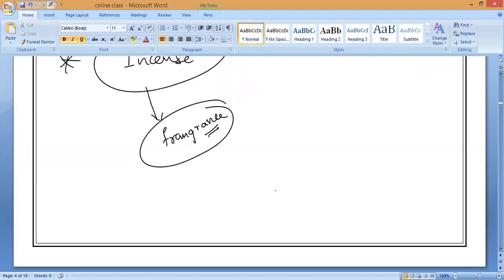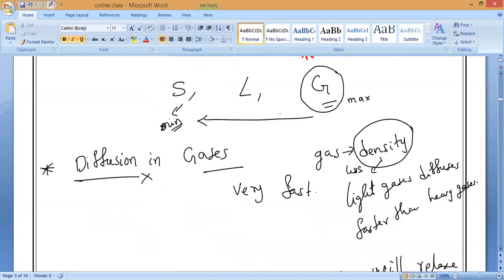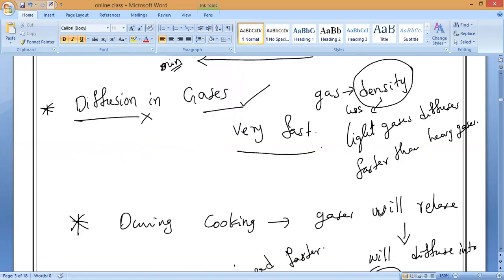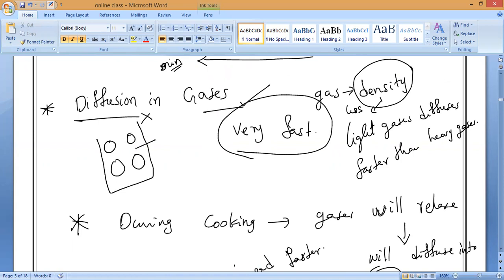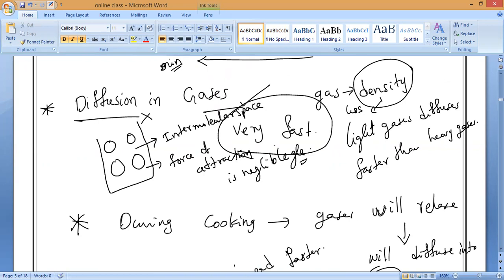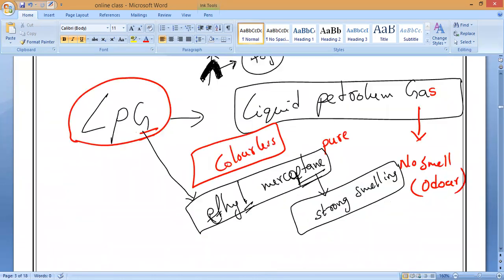Now examples of diffusion in gases. Diffusion in gases is much faster, for one reason: particles are far from each other, so intermolecular space is more, and intermolecular force of attraction is negligible. That is the reason diffusion in gases is much faster.